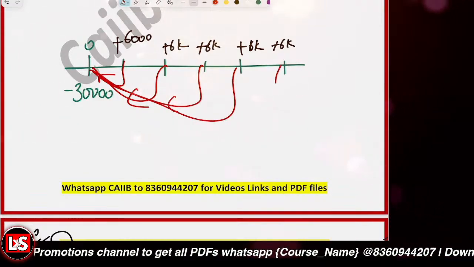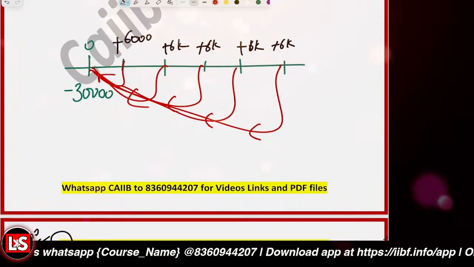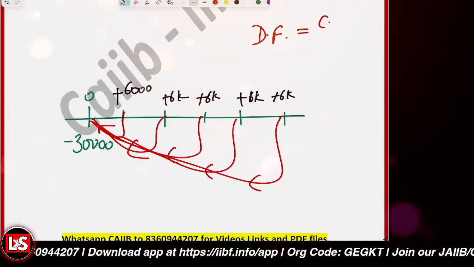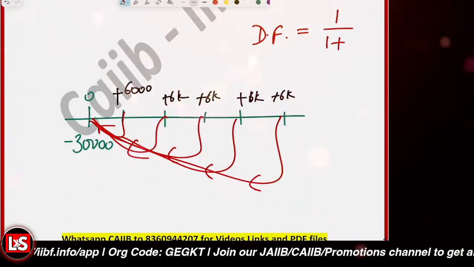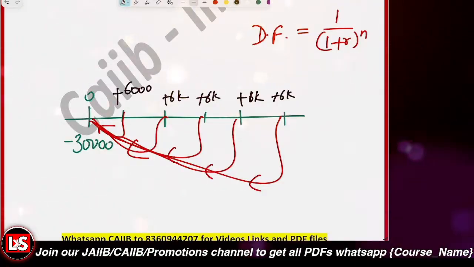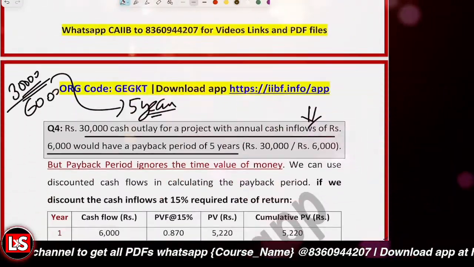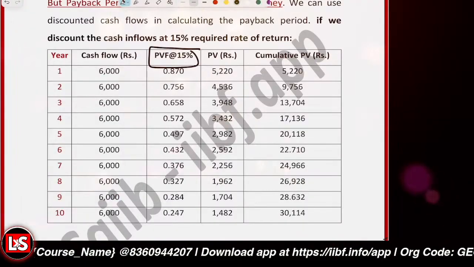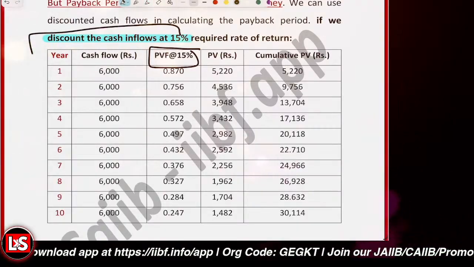The discounting is to be done. And what is the discounting factor formula? The discounting factor is 1 divided by 1 plus r raised to power n, where r is the discount rate, and n is the number of years. For the first year it will be 1, for the fourth year it will be 4. Now here the question says that we have to discount the values at 15%. So 15% discount means we are given the value of r.